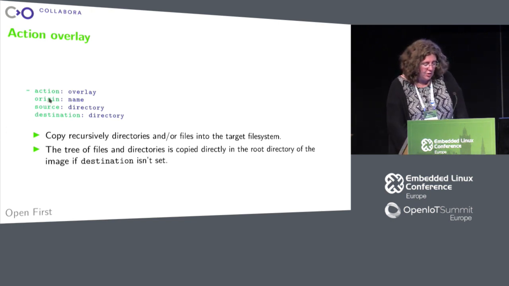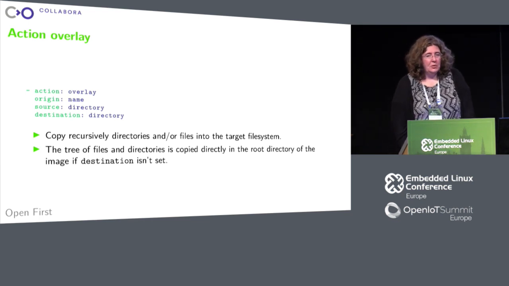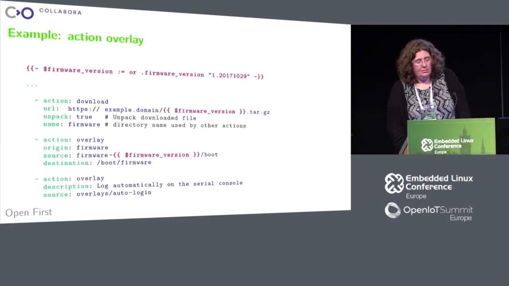For origin, we use this when we want to copy something that we have downloaded before and referred to with a name. If not, we don't use origin, and we only need to use source for pointing at what we want to copy. And then the destination directory, in case we don't want to copy it to the root directory of the new image we are creating. This is a bit complicated to see only with the action, so the best here is an example.